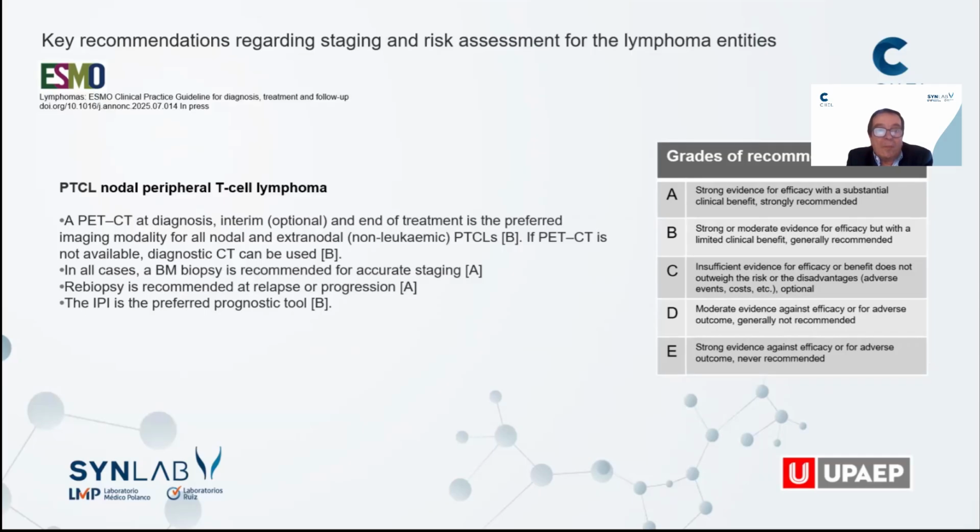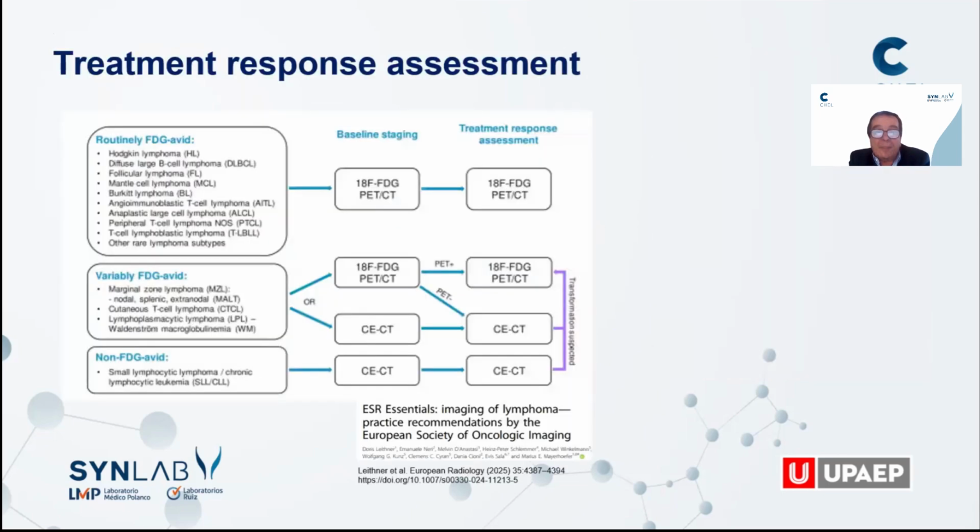In nodal peripheral T-cell lymphoma, PET-CT is the preferred imaging modality at diagnosis, at the interim evaluation, and also at the end of treatment. In this slide is shown the summary of the last recommendation of the European Society of Oncologic Imaging in the assessment of treatment response. It divides lymphomas in 3 main categories according to glucose avidity.